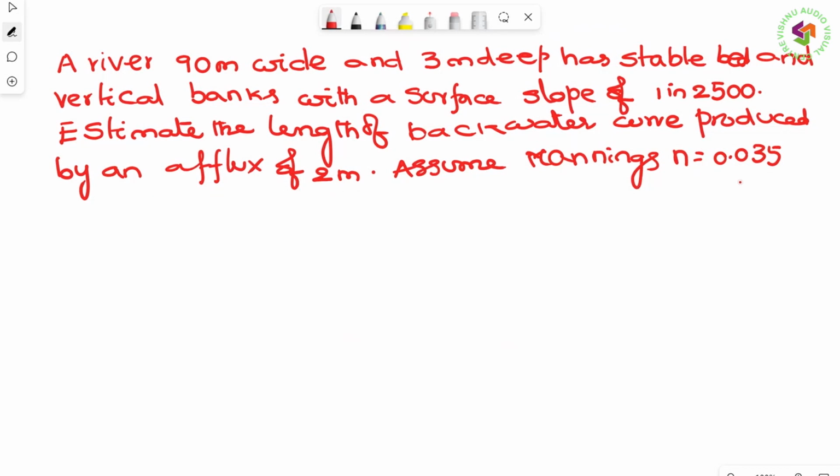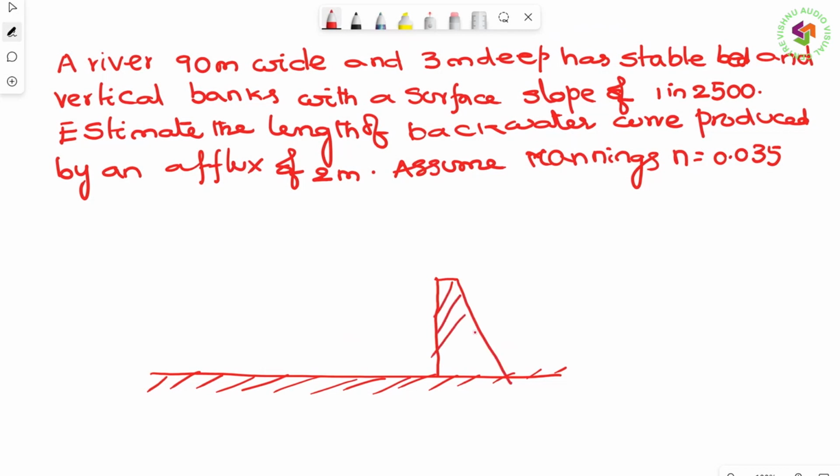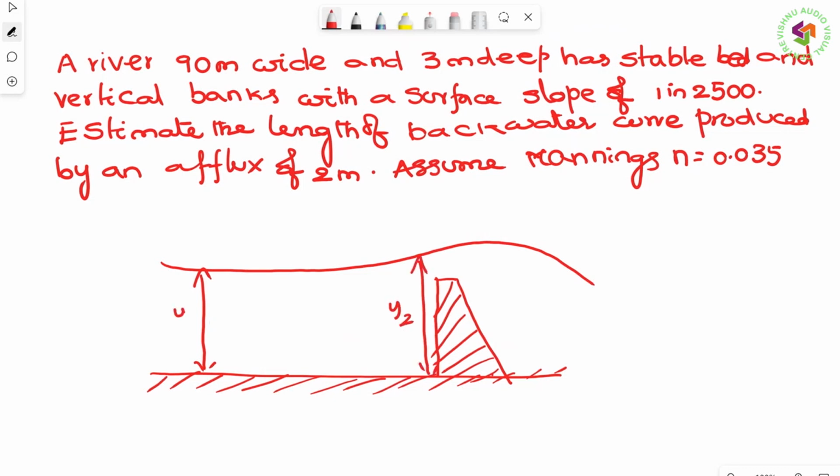Assume Manning's N 0.035. This is the length of the backwater curve. Backwater curve means, when an obstruction is there, the backwater curve forms like this. Here it is Y1, this is Y2. You understand? And what he wants is this length, the backwater curve length, the BWC length. This is what he's asking us.